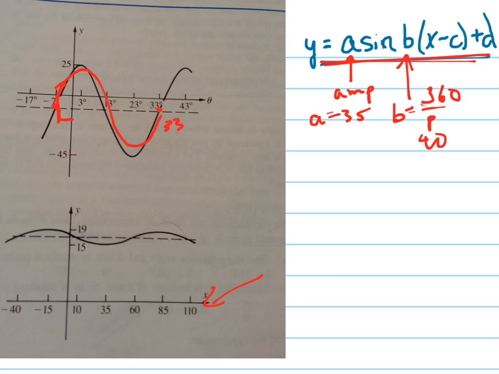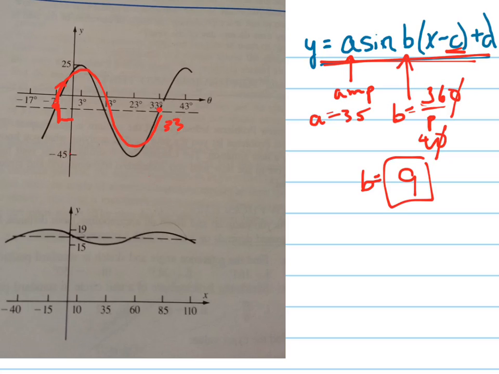You should assume that it's in degrees as well. Sometimes you'll see these in radians, in which case you use 2 pi over the period, but in this case it's not that. Since it's in degrees, the 10s cancel out and we take 36 divided by 4, and you get 9. So B equals 9.